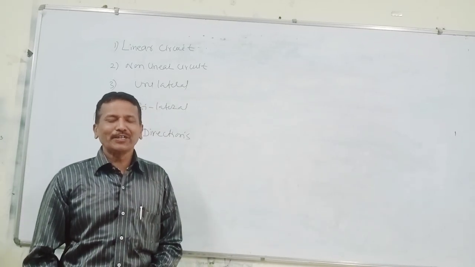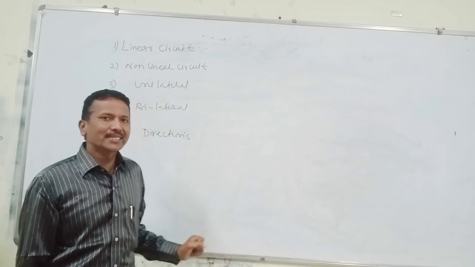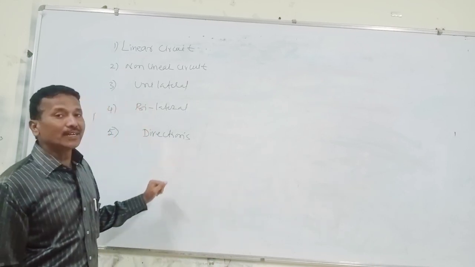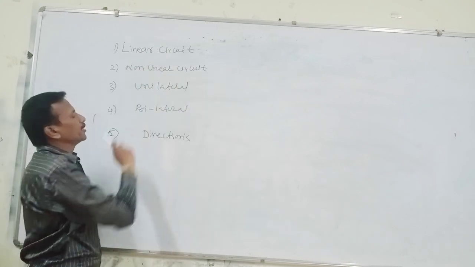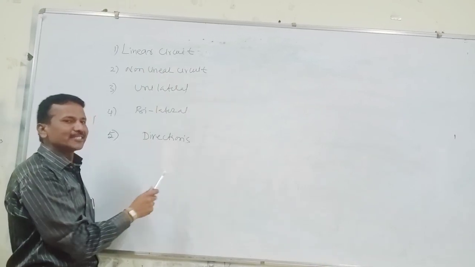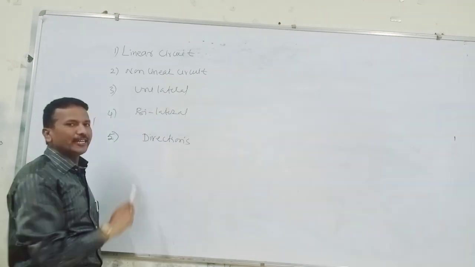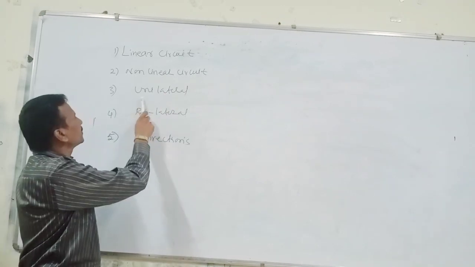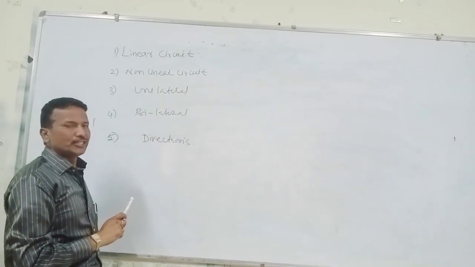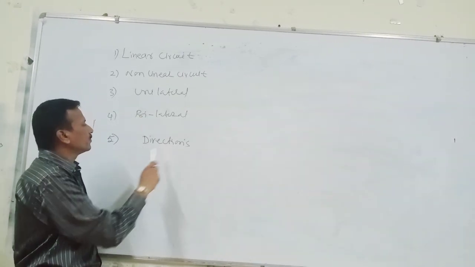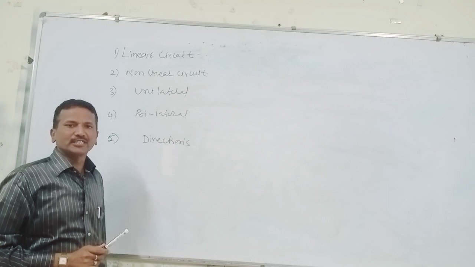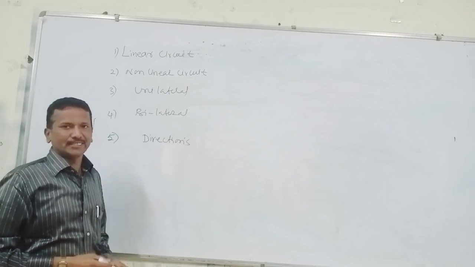Students, in this video, I will explain the basic definitions of a network. Those are: first, a linear circuit. Next, a non-linear circuit. Third, a unilateral circuit. Fourth, a bilateral circuit. And fifth, what are the different types of directions we have?